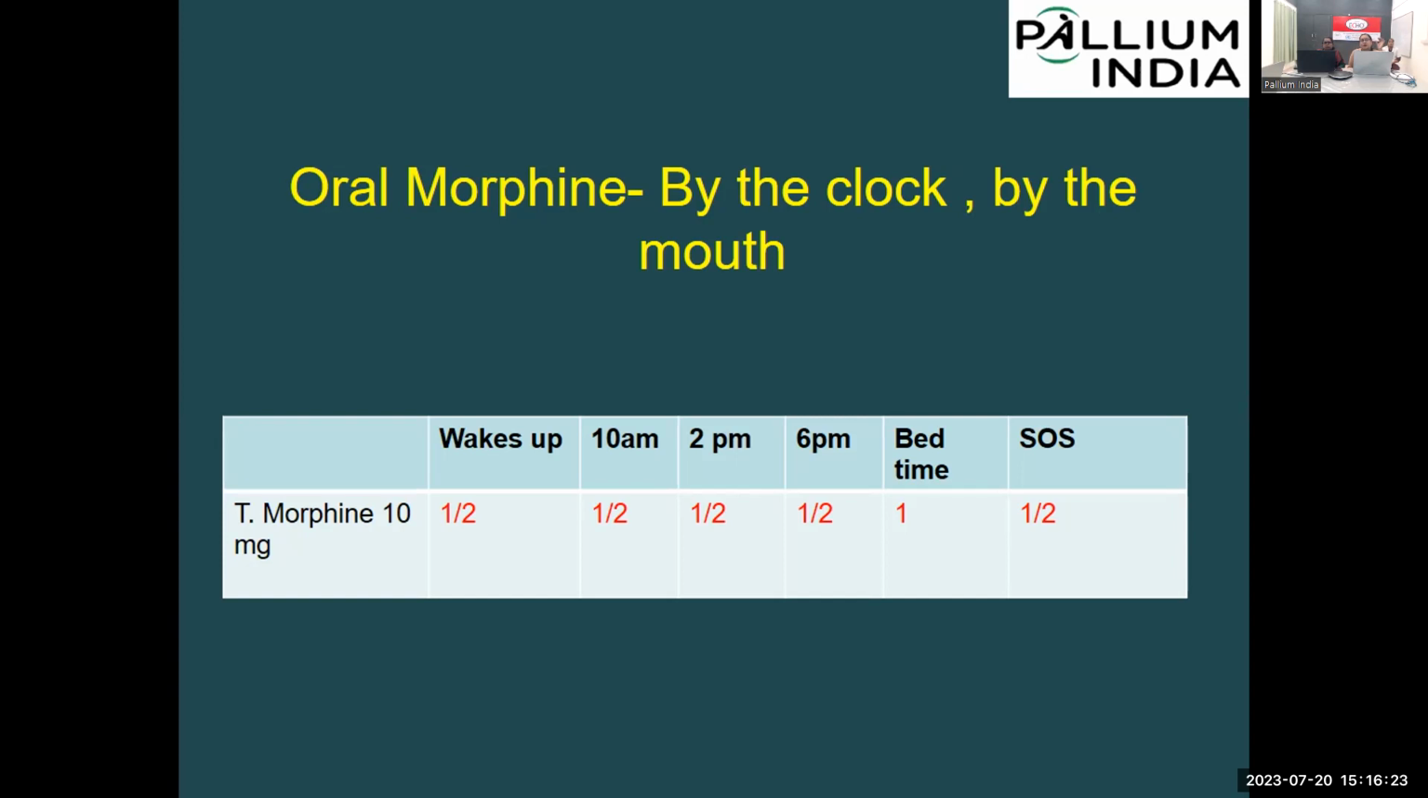So usually when morphine is prescribed, the first dose is given either when the patient wakes up or at 6 a.m. The second dose at 10 a.m., then 2 p.m., then 6 p.m. and the double dose can be either at bedtime or 10 p.m. So that is how it is being prescribed.